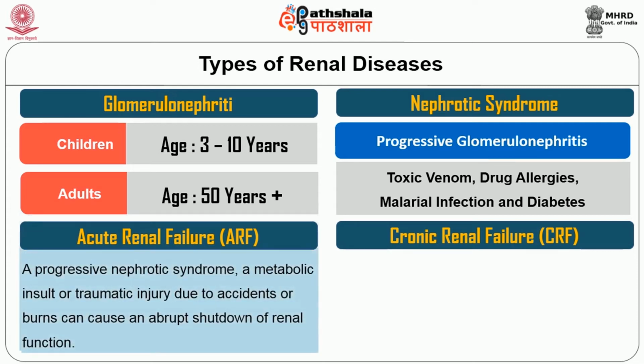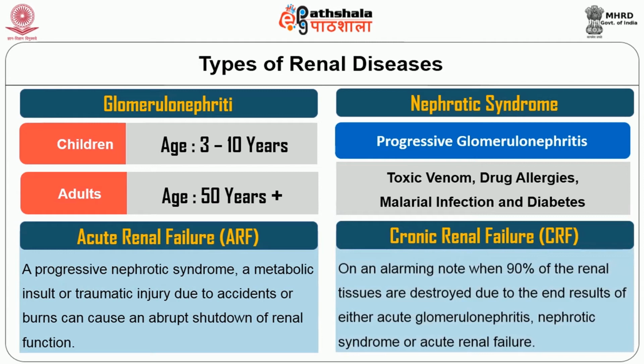A progressive nephrotic syndrome, metabolic insult, or traumatic injuries due to accidents or burns can cause an abrupt shutdown of renal functions, and this condition is called acute renal failure. On an alarming note, when 90% of renal tissues are destroyed due to the end result of either acute glomerular nephritis, nephrotic syndrome, or an acute renal failure, the chronic renal failure sets in.